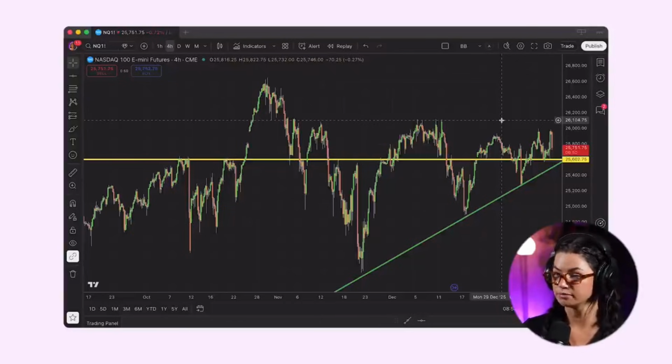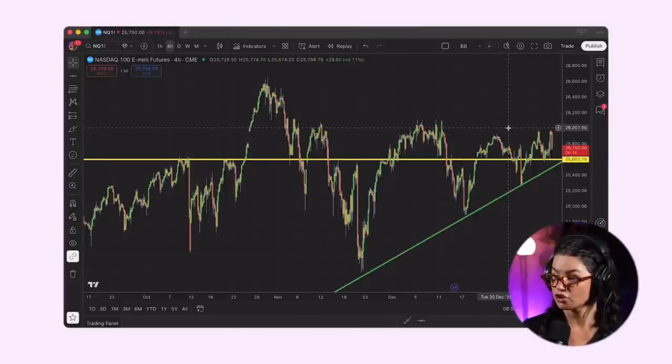That gives me about 1, 2, 3, 4, 5, 6, 7, 8 touch points here. I'd say that's fairly significant. But what I could also do, if I really want to get as close to real-time price action as possible, is draw this line here at 26,007. Now I don't get as many touch points. I still get 1, 2, 3, 4, 5 touch points here. So not as many as the other one.